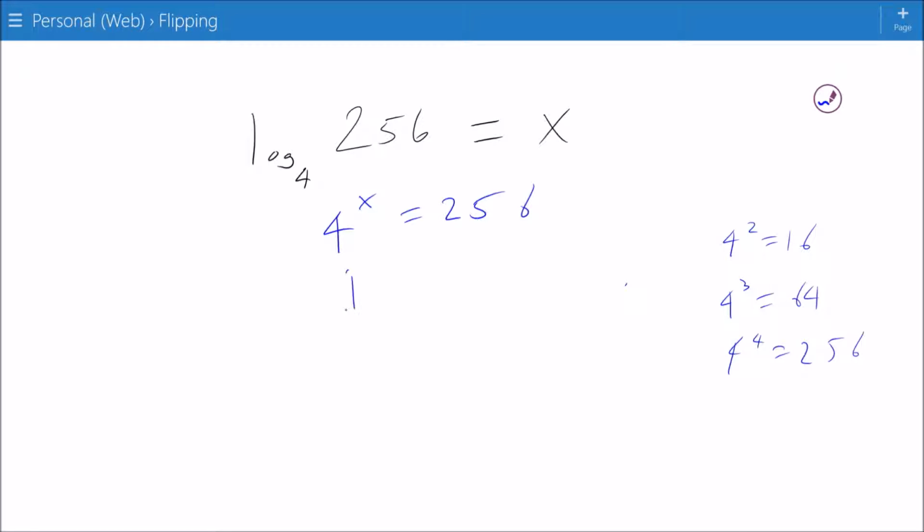So if 4 to the fourth is equal to 256, therefore, since they both equal 256, 4 to the fourth is also equal to 4 to the x. If this is the case, then the exponents must be equal. Therefore, x equals 4, and you've solved for the logarithm. That's all it is.